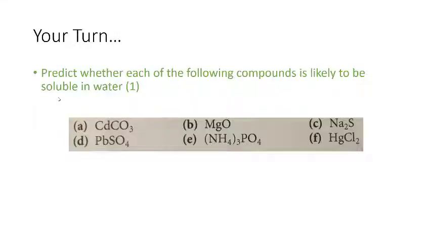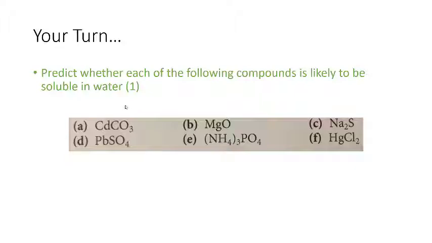Okay, so based on these solubility rules, let's predict whether each of the following compounds are likely to be soluble in water. I'd pause the video and try to go through some of these on your own. Okay, so our first one here, cadmium carbonate. We expect this to be insoluble because it has a carbonate, and the carbonate does not include one of our exceptions. Next, magnesium oxide.